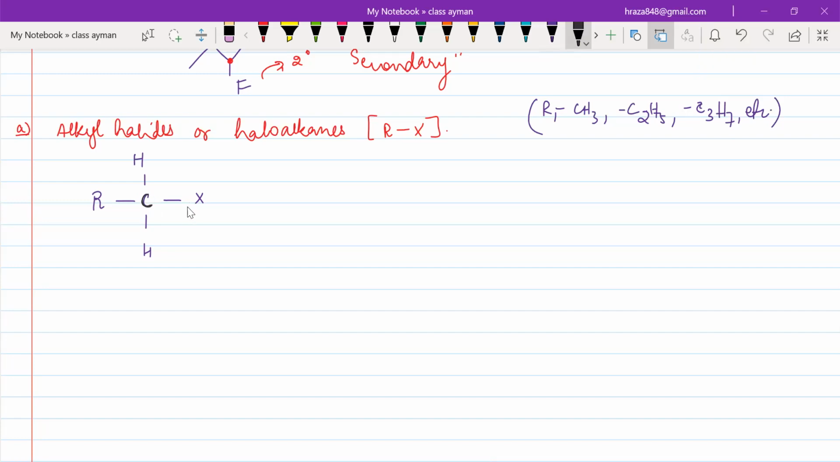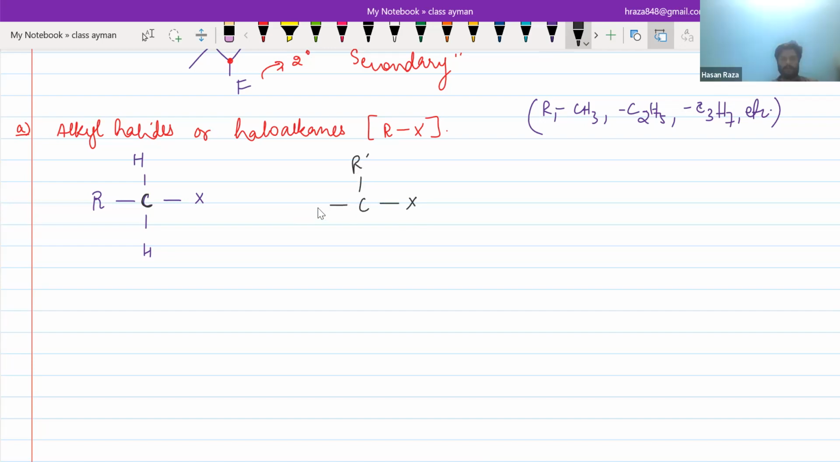4. How can it be 4? Okay, so it's 2, because it's attached to R and X. This is the mistake. If I'm asking you the degree of this carbon, what you need to see is to how many carbons it is directly attached. Horizontally up it is hydrogen, down it is hydrogen, on the right it is X. This center carbon is attached to only one carbon, on the left-hand side. So isn't it 1 degree?